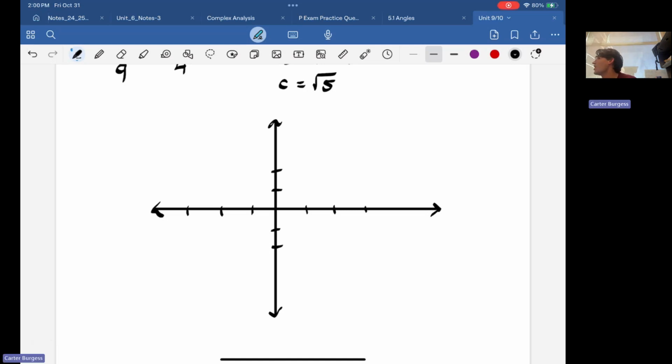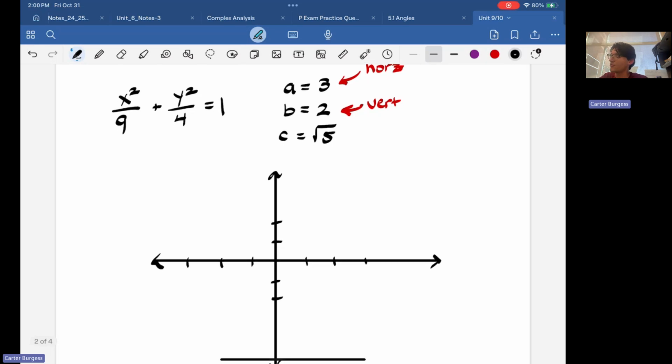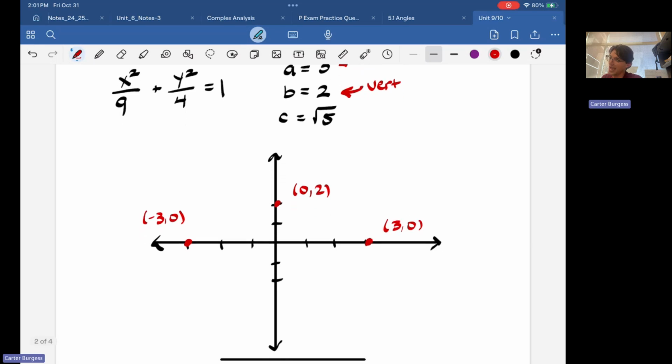All right. In this case, we are centered at the origin. We haven't looked at an example where we're not, so for now, I'll just hand wave that and say we're centered at the origin. And A, we said, is describing a horizontal distance. So we are going to travel 3 to the right and 3 to the left to find our vertices. In this case, these would be the points (3, 0) and (-3, 0). And then along the minor axis, we are going to travel 2 up and 2 down.